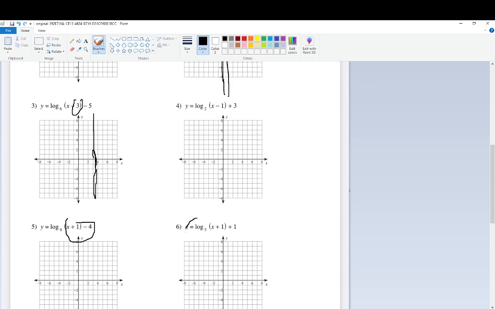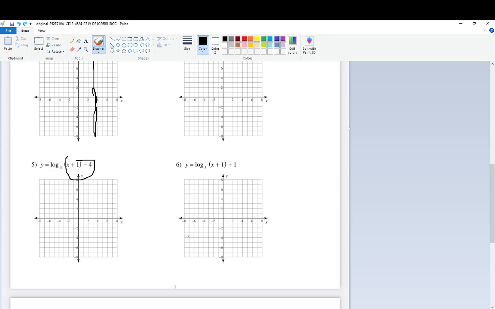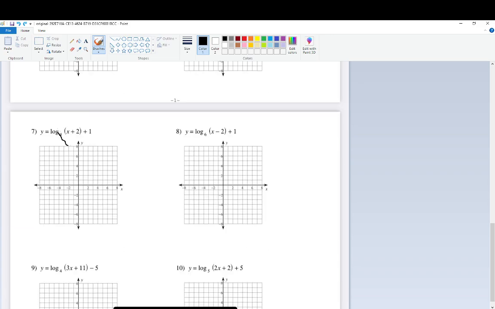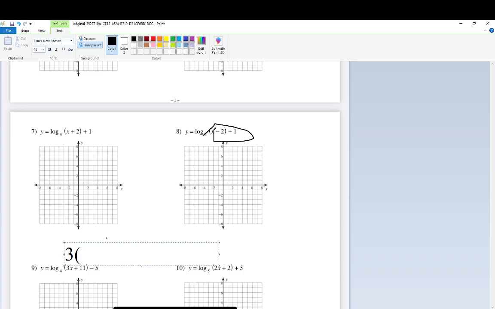So this is to the left, this is to the left, and this is to the left and up 1. This is to the right by 2 and add 1. Here's the first one where, finally, that is not a correct transformation. You have to factor out the 3 inside the bracket. So really we have brackets 3 times (x plus 11 over 3). That means this whole thing is moving to the left by 11 over 3, not 11.